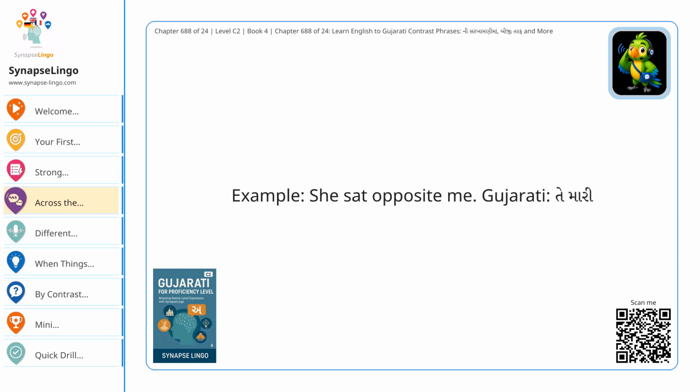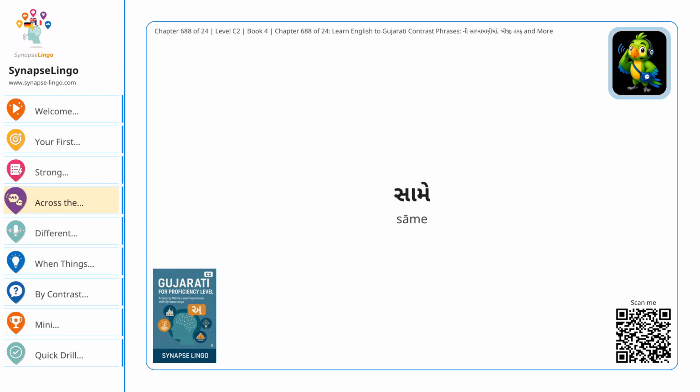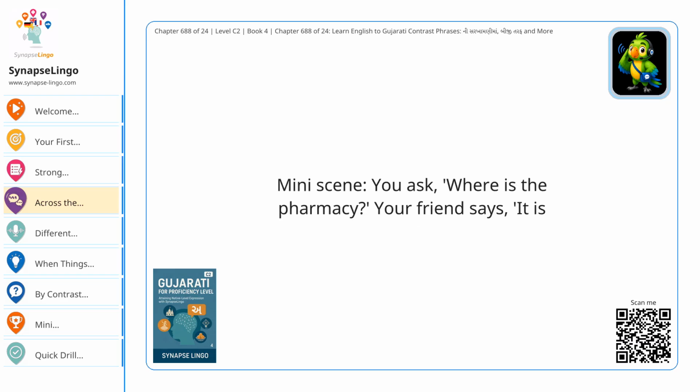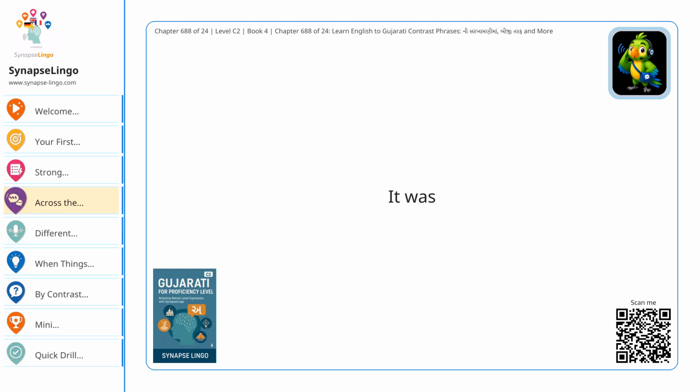Example. She sat opposite me. Gujarati. Te Mari સામે Besi. Example. The cafe is opposite the station. Gujarati. Kef Stesanani સામે che. Mini scene. You ask, where is the pharmacy? Your friend says, it is સામે the park. You look left. You look right. You look at the sky for some reason. It was સામે the whole time.